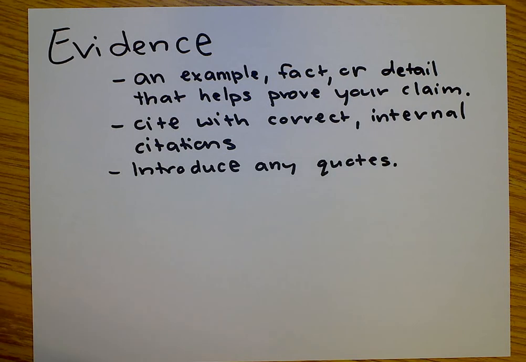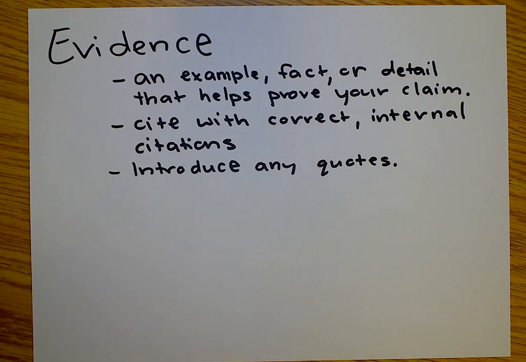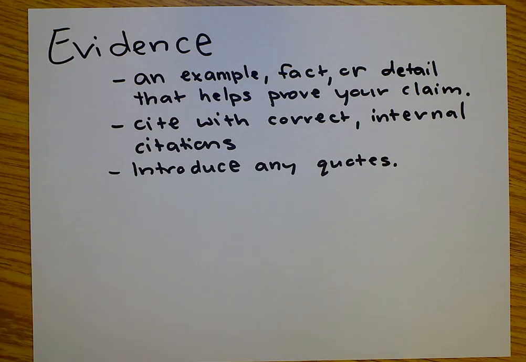And if your information came from a book or any kind of source, you want to cite that with correct internal citations. And I'm going to make a video that explains how to do that another time. Additionally, if you have any quotes, you want to introduce them. So you might say, in scene 7 of the play, comma, so-and-so says, and then give the quote. That way your reader knows where that information came from, and this quote isn't just dropped in there randomly with no purpose.